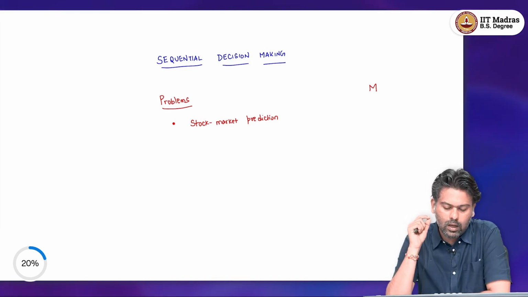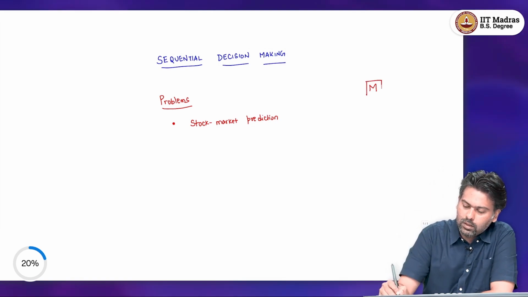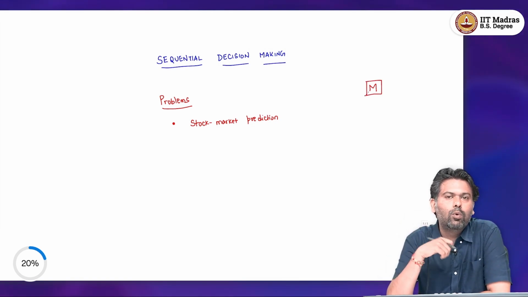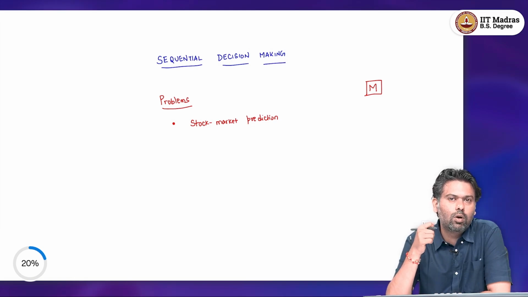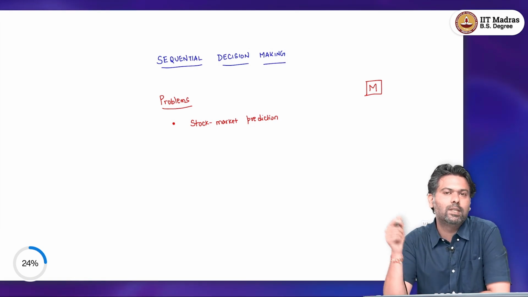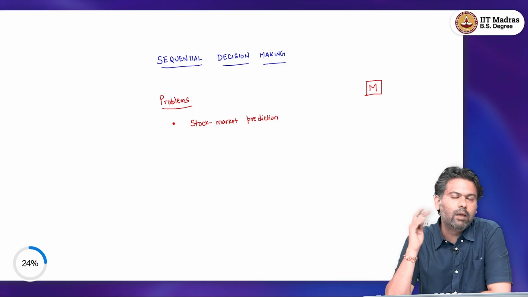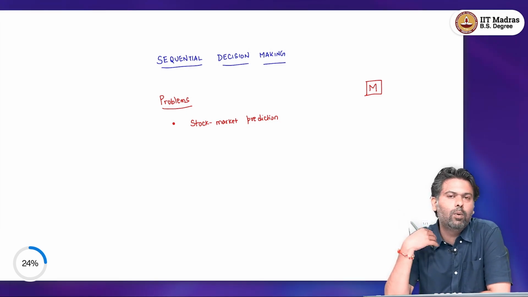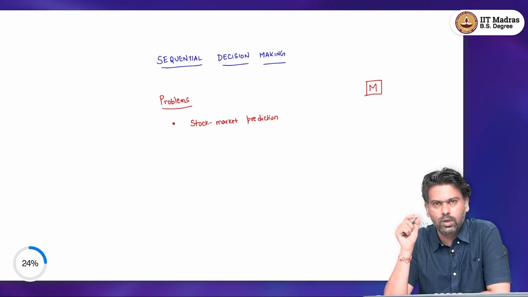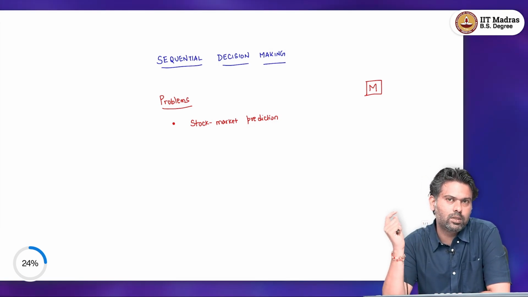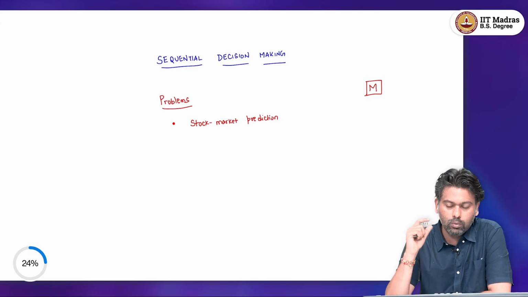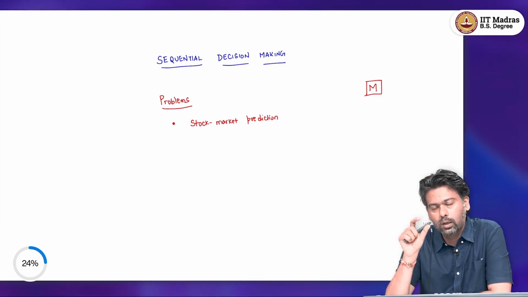Now the way it works is as follows. We have this company M whose stock I have to decide to invest in or not invest in every single day. Every morning I wake up and now I have to make a decision whether I am going to invest in this company or not invest in this company. That is the decision that I make in the morning.